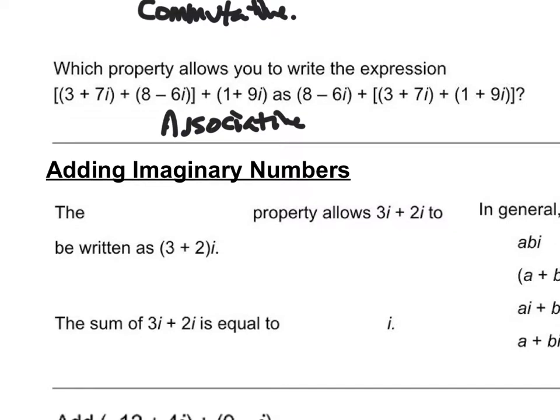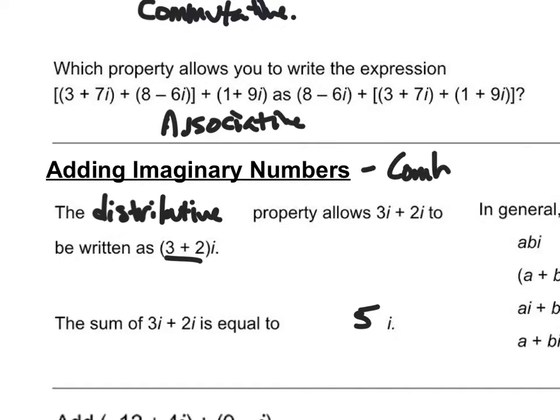Then it says, which property allows 3i plus 2i to be written as 3 plus 2, quantity times i? That's the distributive property, and all you've done is factor out an i from each of these. If we add 3 plus 2 together, we get 5i. So adding imaginary numbers is just like combining like terms.